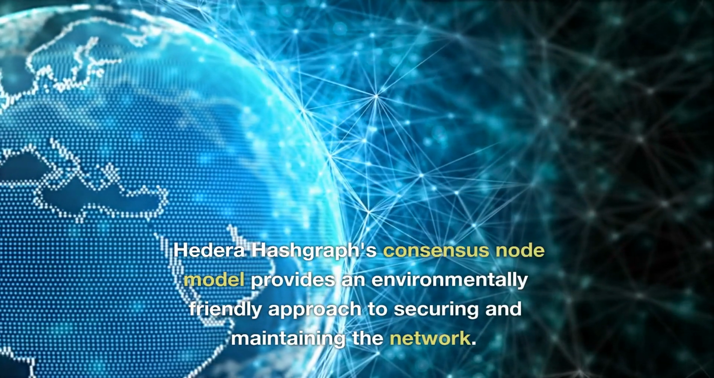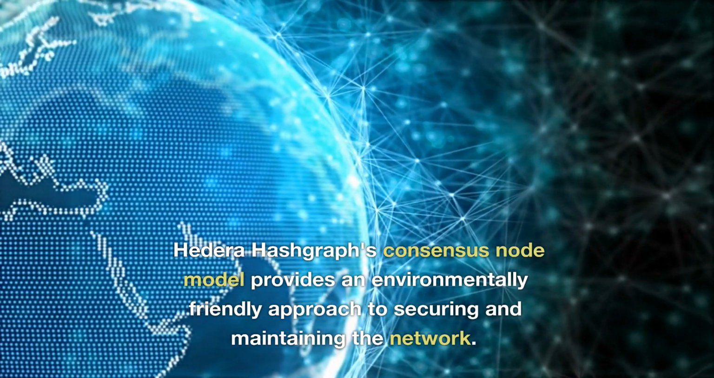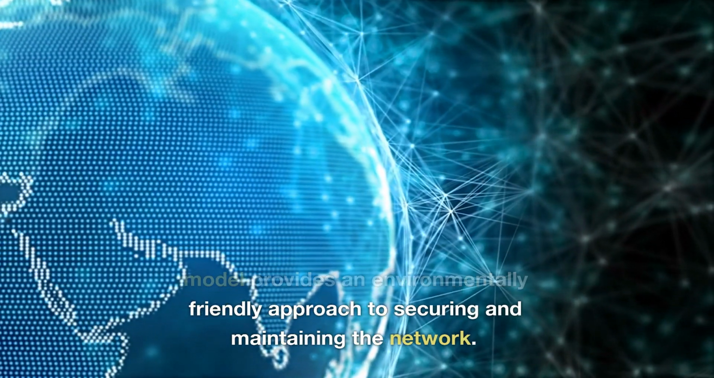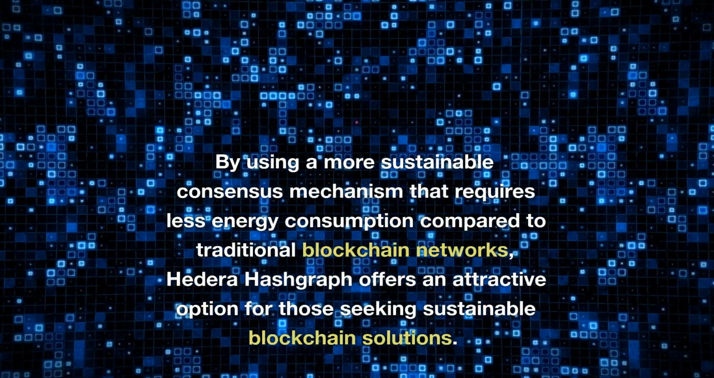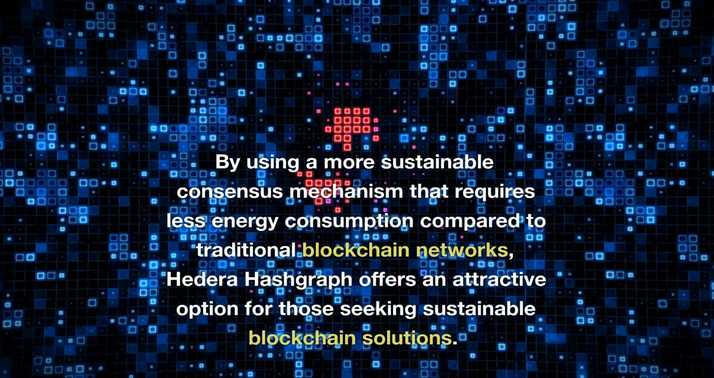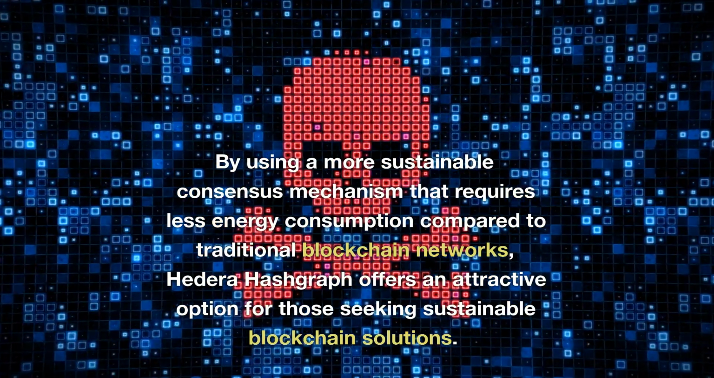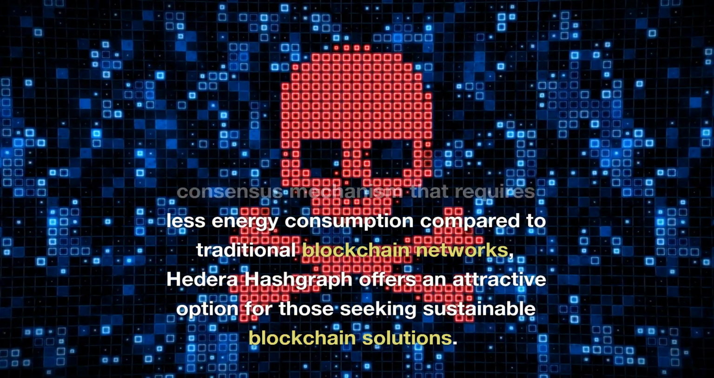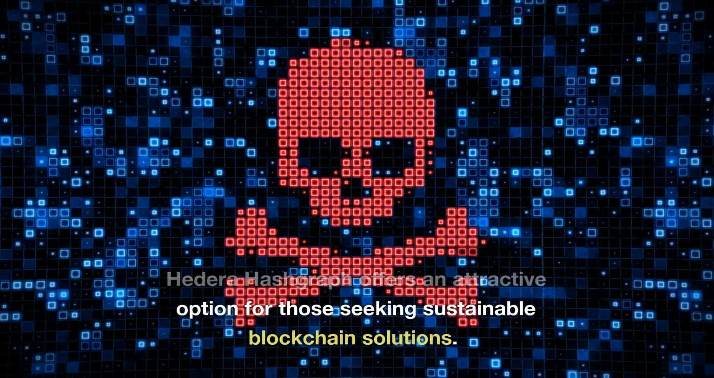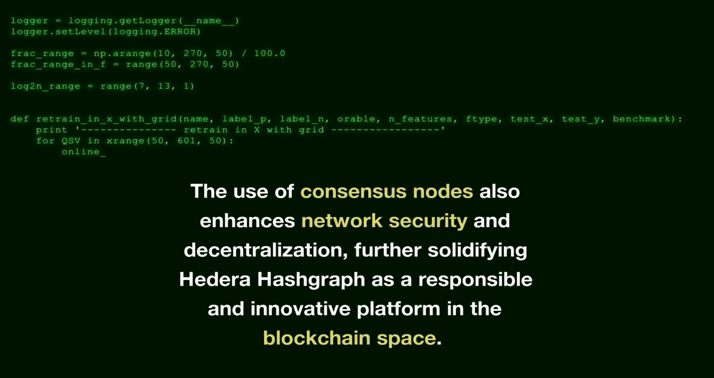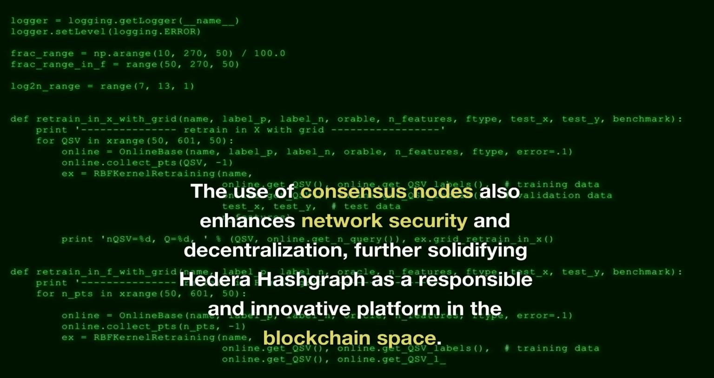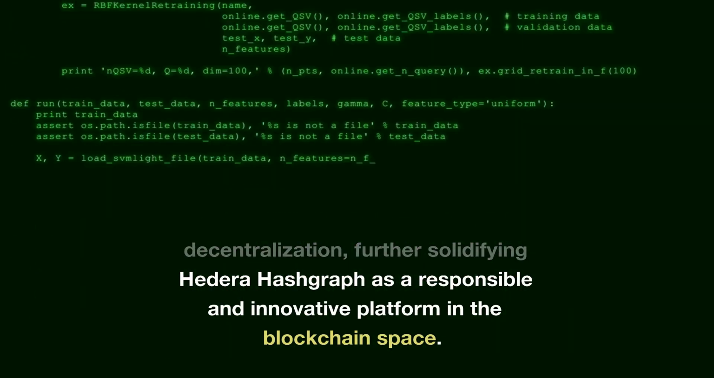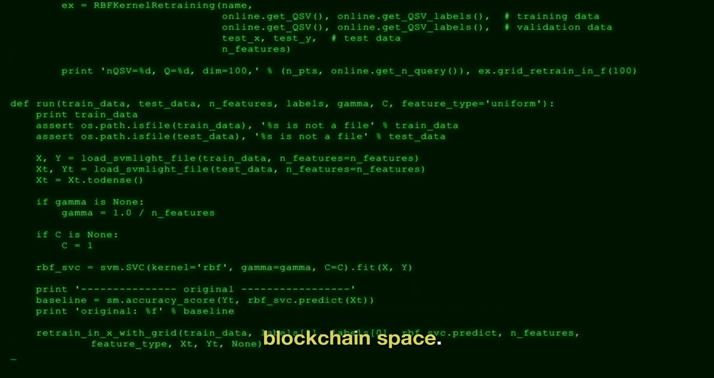Hedera Hashgraph's consensus node model provides an environmentally friendly approach to securing and maintaining the network. By using a more sustainable consensus mechanism that requires less energy consumption compared to traditional blockchain networks, Hedera Hashgraph offers an attractive option for those seeking sustainable blockchain solutions. The use of consensus nodes also enhances network security and decentralization, further solidifying Hedera Hashgraph as a responsible and innovative platform in the blockchain space.